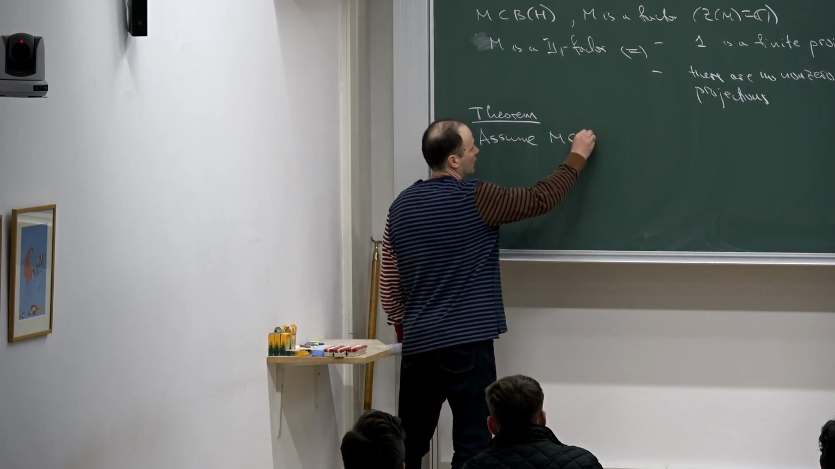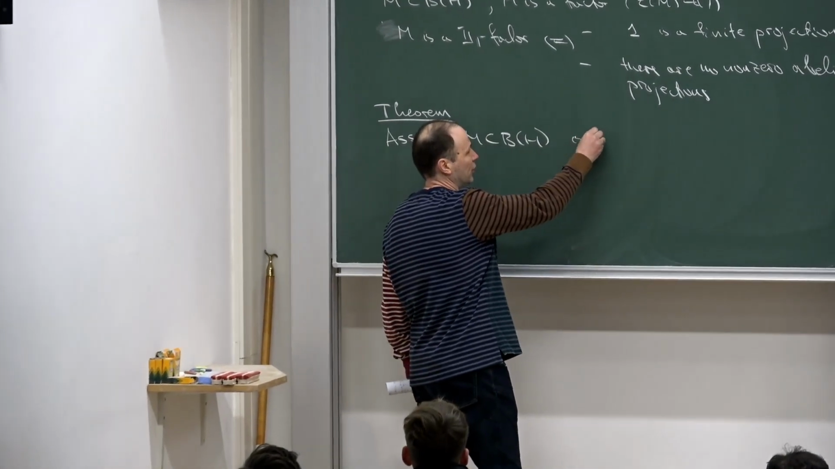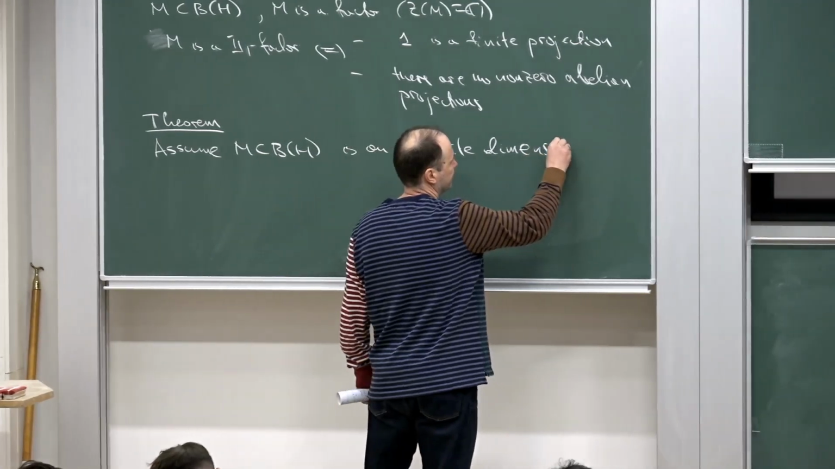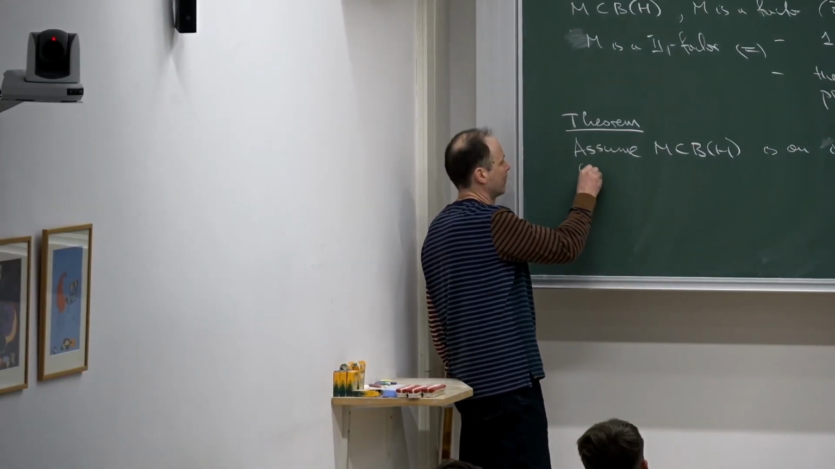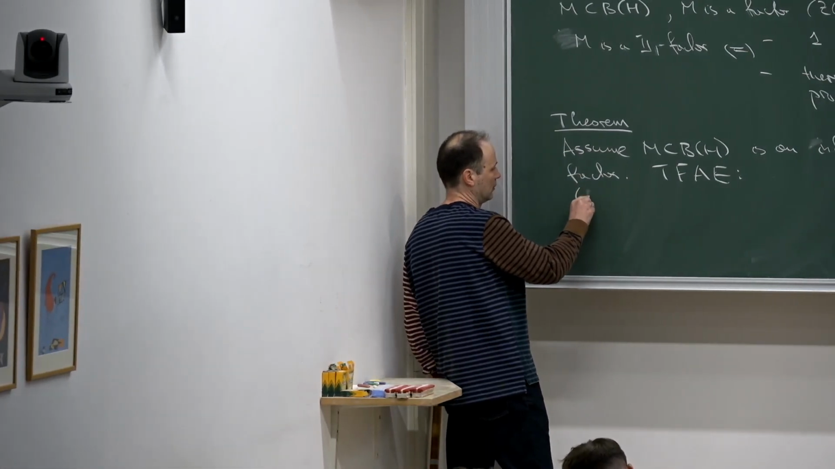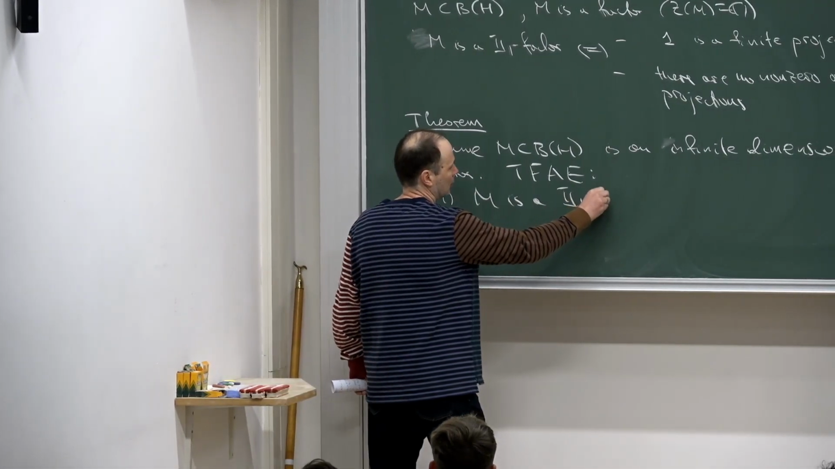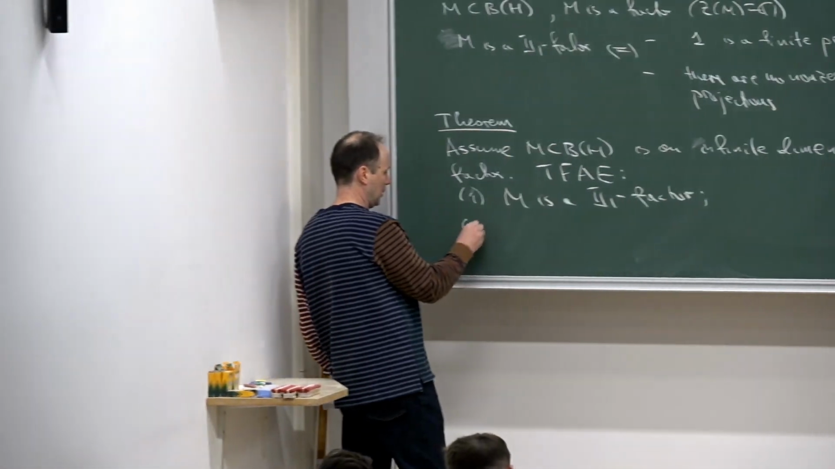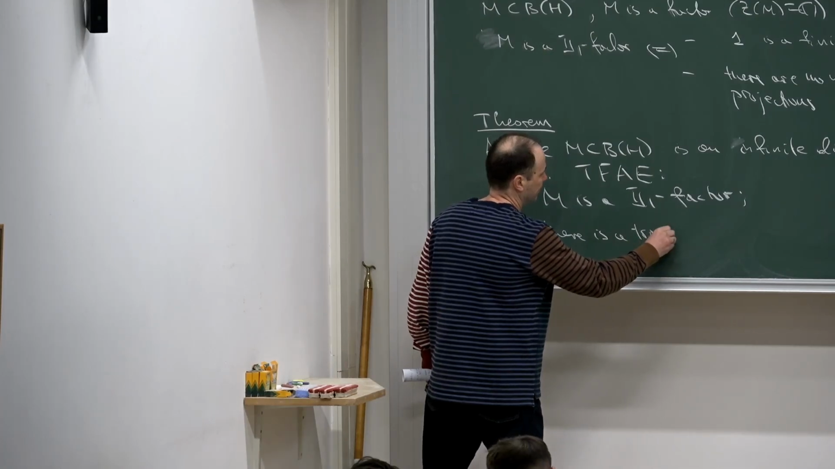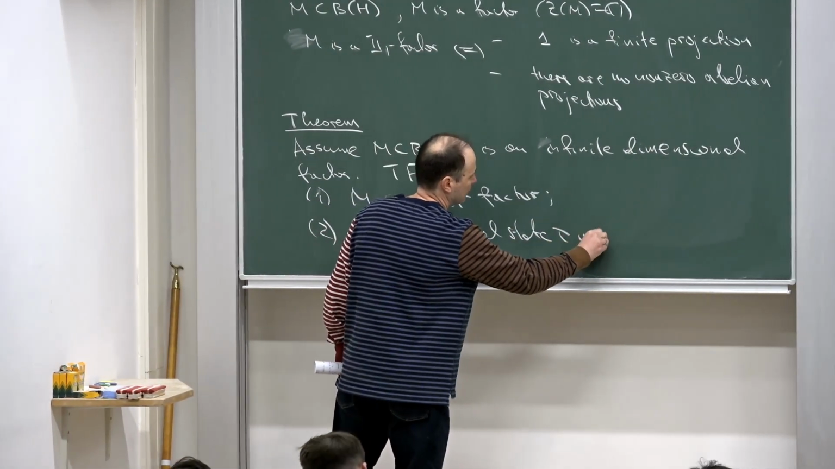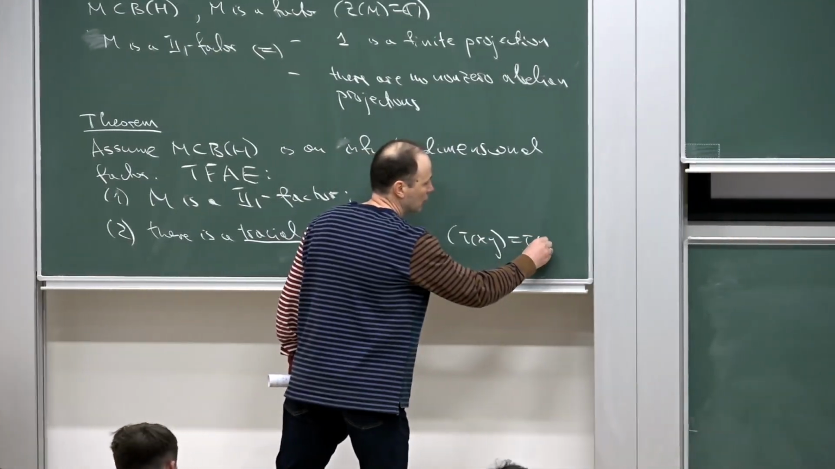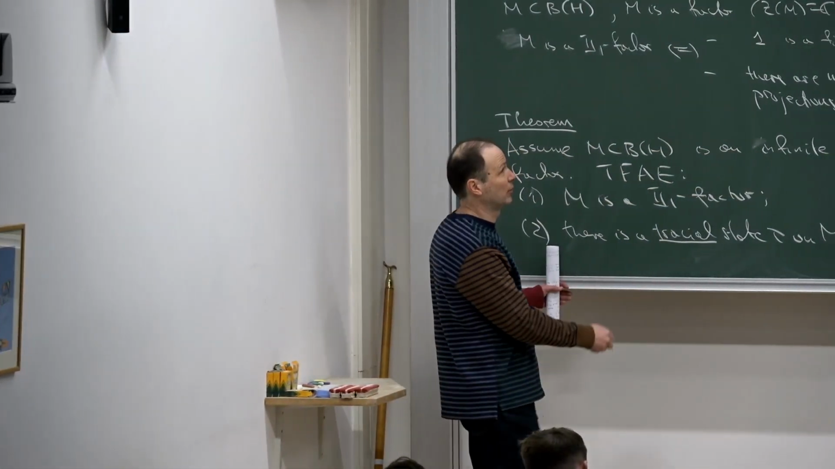Assume M inside B(H) is an infinite dimensional factor. Then the following conditions are equivalent. On the one hand, we can say that M is a II_1 factor. Another way is to say that there exists a tracial state tau, where tracial just means the usual trace property that tau(xy) is equal to tau(yx). Do you need normal? No, you don't need normal.